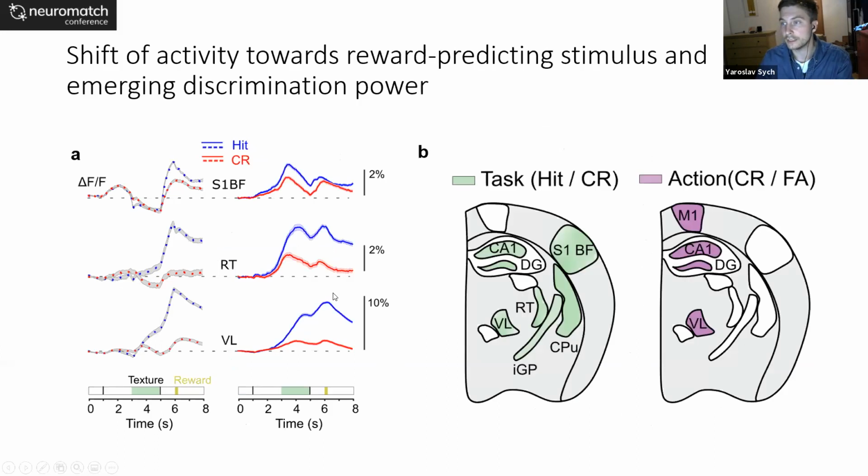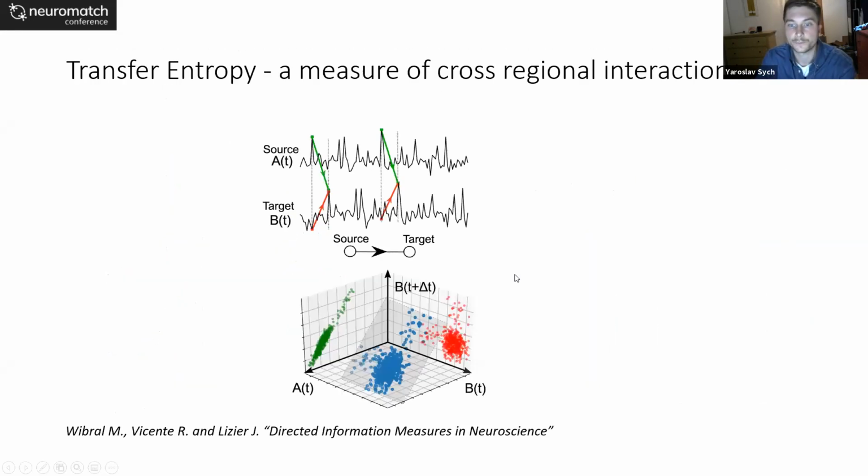What we also see is the discrimination power, if we simply train a linear discriminator on these calcium traces in this very early period of the texture presentation, from 3 to 3.5 seconds, before mice lick for the first time on the water spout. We see that we can discriminate the hit versus correct rejection trials. Calcium signals can discriminate in barrel cortex, but also in basal ganglia, thalamus, and even hippocampus. This motivated us to look at the functional connectivity.